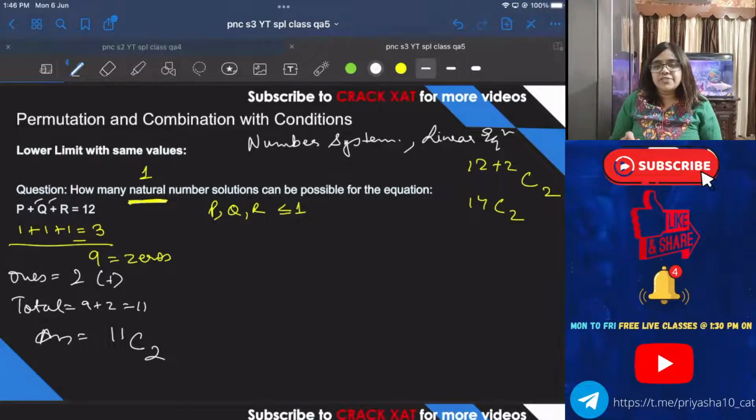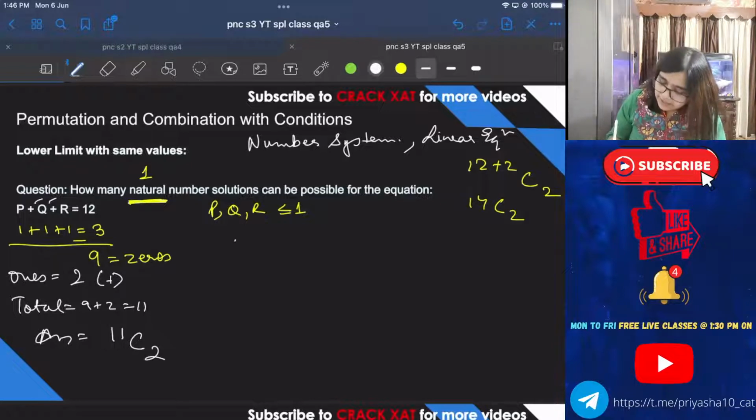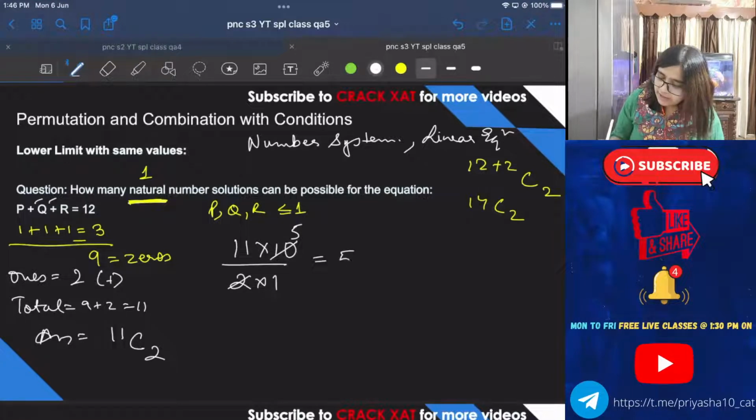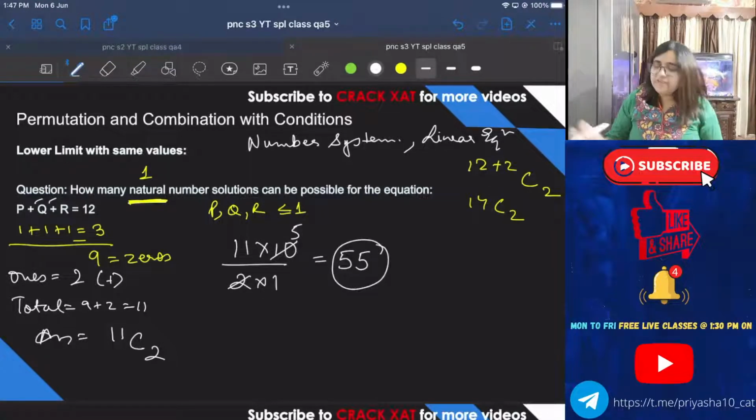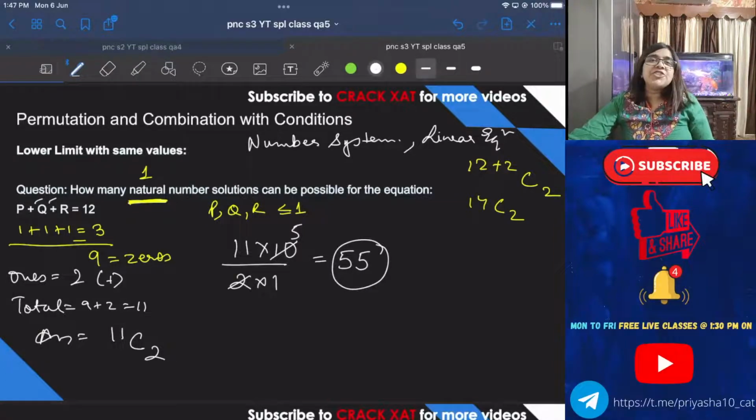You can tell me the answer of 11C2. Very good, Setu. Now you are right. 11 into 10 upon 2 into 1 is 55. There are 55 natural number solutions to this equation.